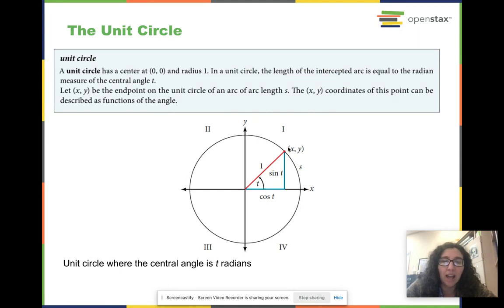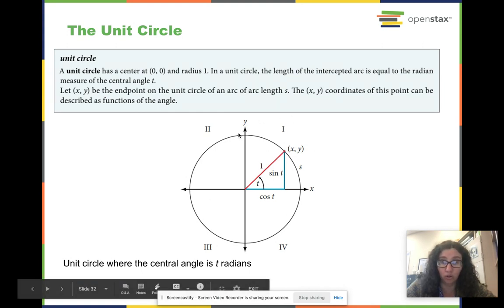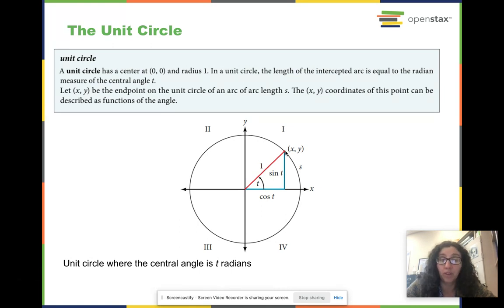Okay, so let (x, y) be the end point on the unit circle of an arc of length s. The (x, y) coordinate can be described as a function of the angle. This is what we're going to do a lot: we're going to think about an angle here, and here's the terminal side, and we're going to ask where the terminal side intersects the unit circle. Okay, so it's at this point (x, y).